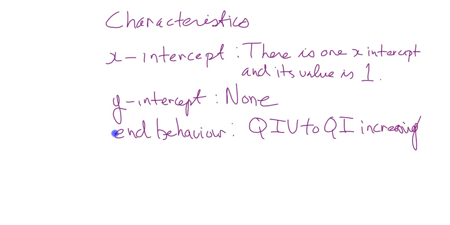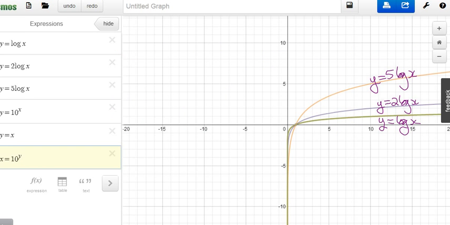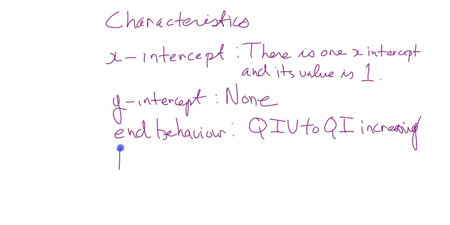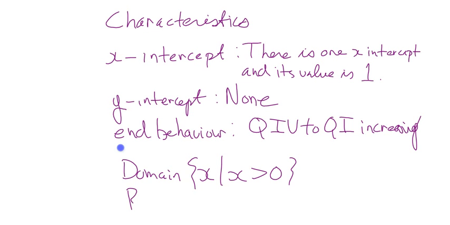What else? The domain. What is the domain? X is greater than 0, right? We say that because you've got no x's, we're not going through the y-axis, and the y-axis is where x is equal to 0. You're not hitting it, and you're not going through it, so x is greater than 0. So domain: the set of all x such that x is greater than 0, and the range.